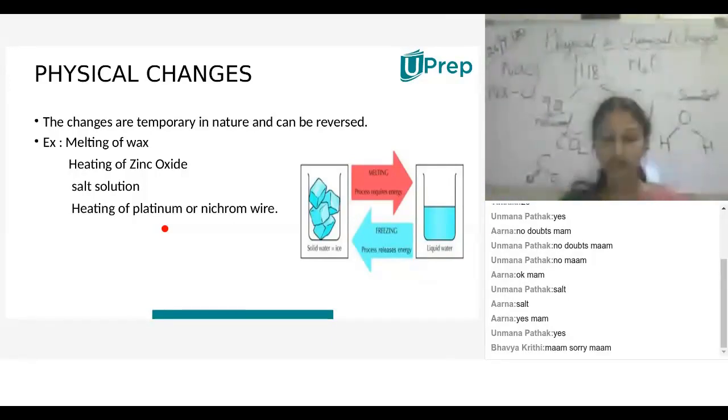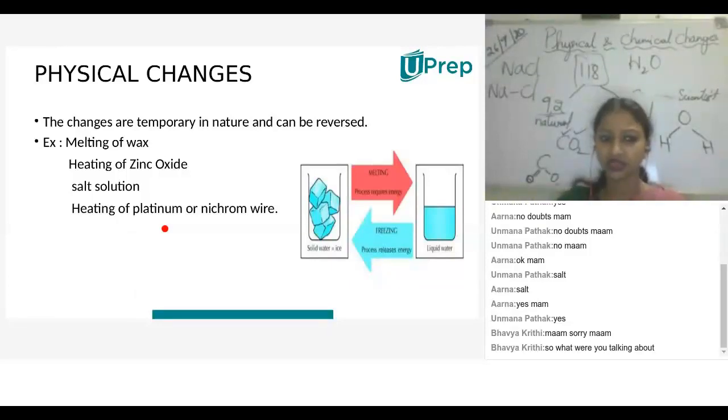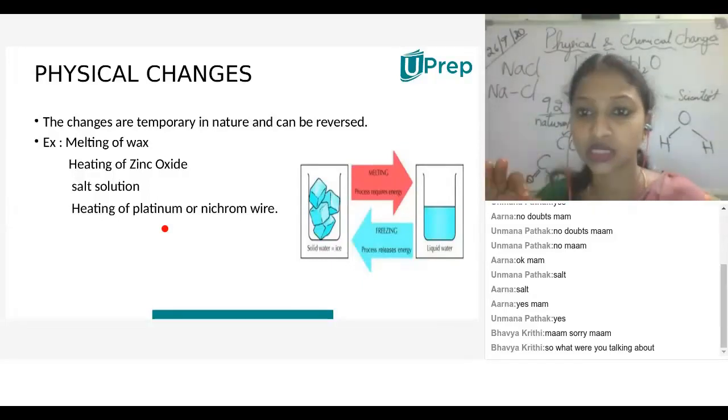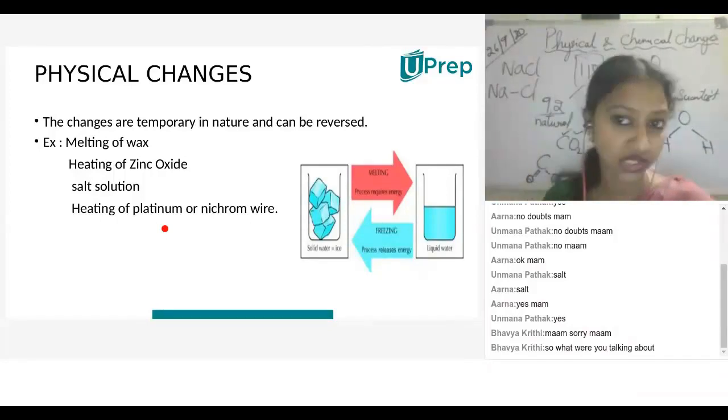Is there any change? No problem, Bhavya. Is there any change? No. Only when it is in a hot condition does it become red hot. Otherwise, it comes back to room temperature. So that means that there is no change. No chemical change takes place. Only the state can change, only the color, maybe the fluidity, viscosity or diameter, only the physical properties.